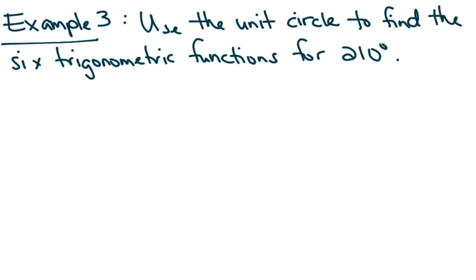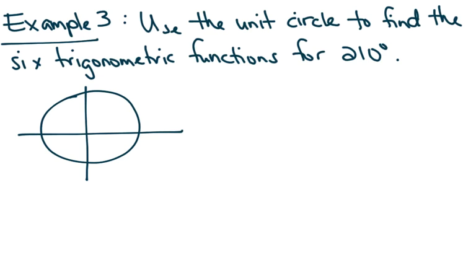The last problem that I'm going to do in this video, and I'll make a part 2, is this problem. Example 3, use the unit circle to find the 6 trigonometric functions for 210 degrees. So let's do a couple things. First of all, let's figure out where 210 degrees would be located. So this is 0, 90, 180, 270, and then I'm back at 360. So 210 must be in quadrant 3.